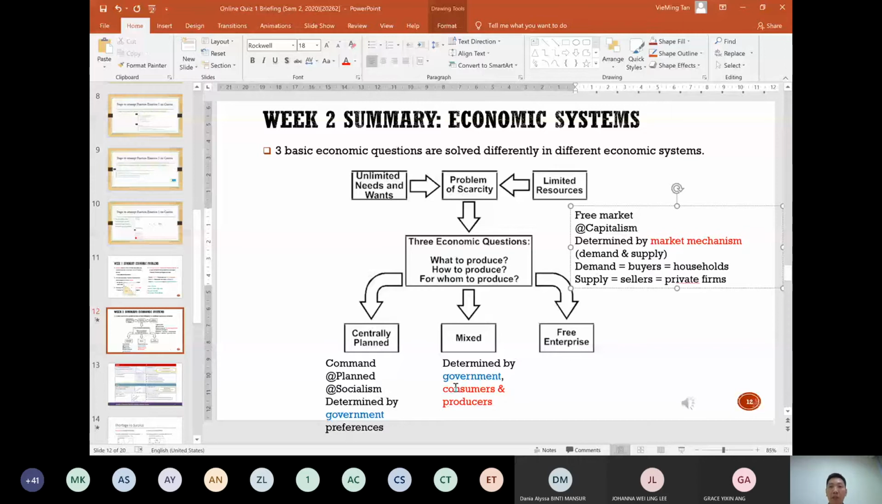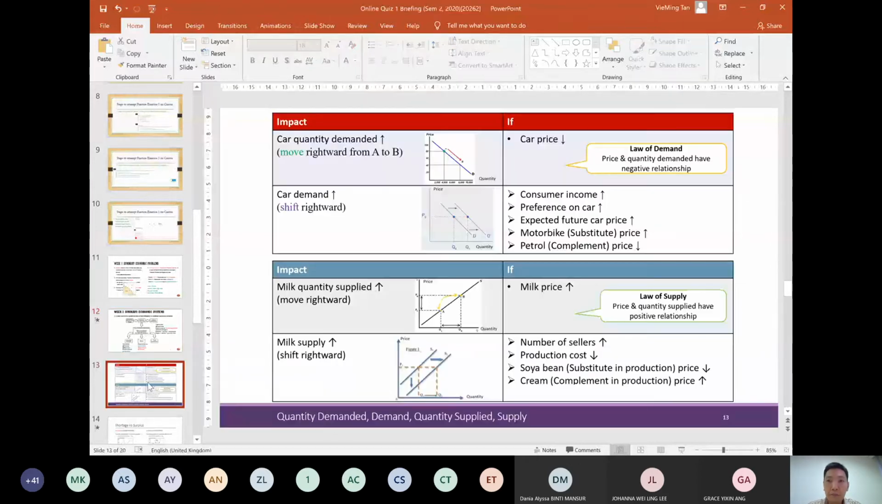So far, any question on this chapter 2? Any questions so far? All right, okay.